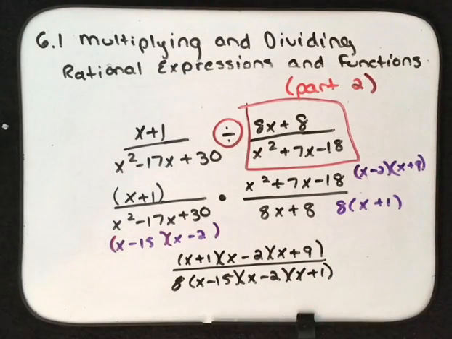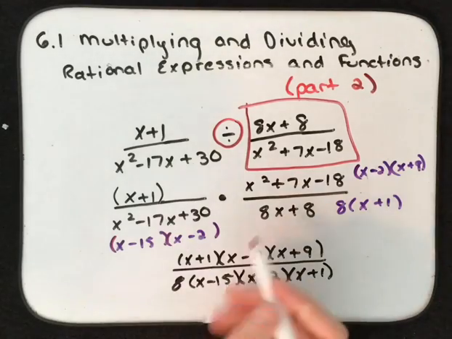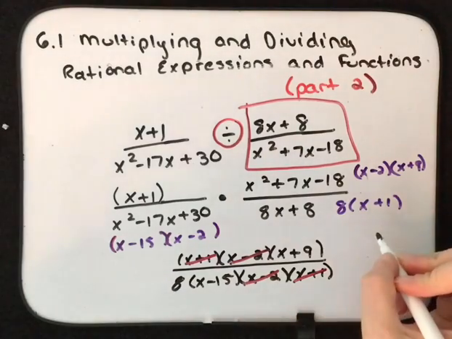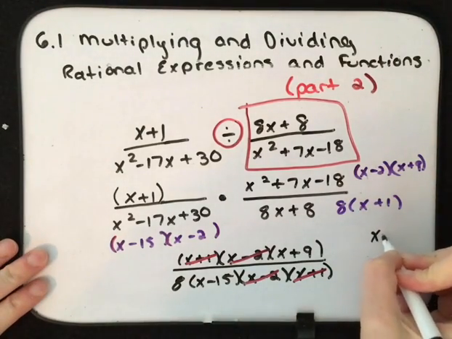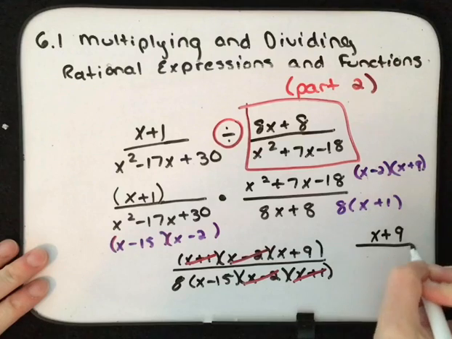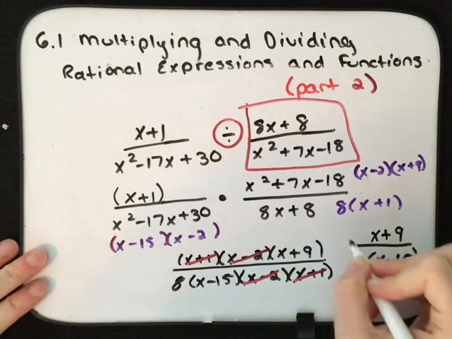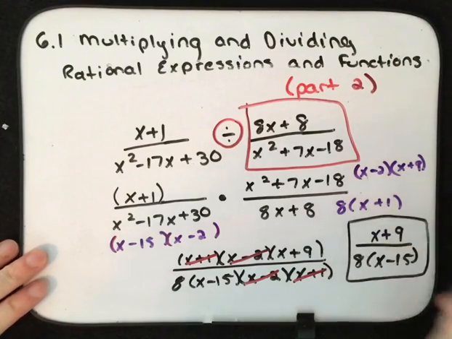So now we have everything multiplied together, so let's see if we have some common terms we can cancel. Right here I have an x plus 1, so that can cancel. Here I have an x minus 2, so that will cancel. And that looks like about all we're going to be able to do. So that leaves us with x plus 9 all over 8 times x minus 15. So that will be our final simplified form.